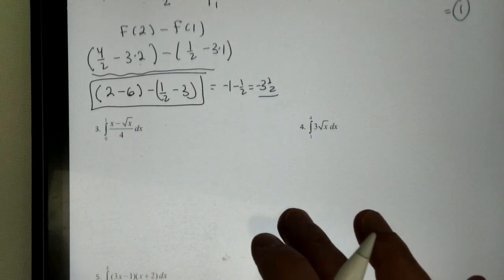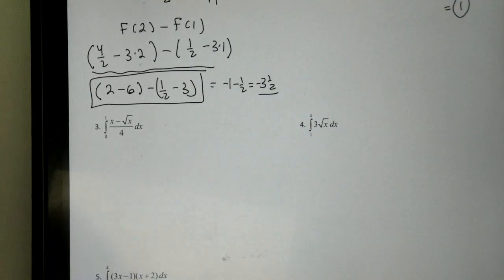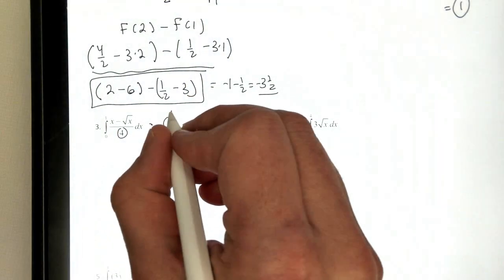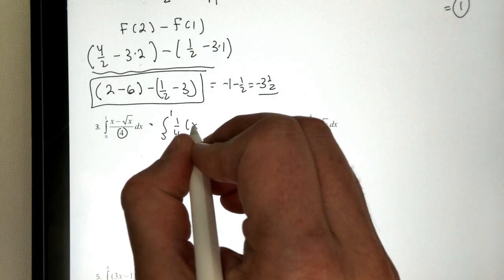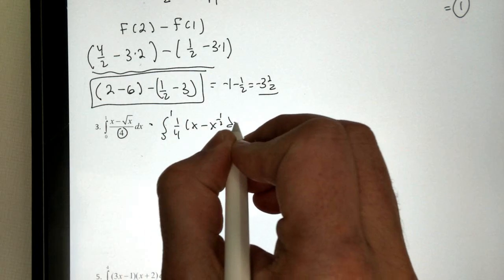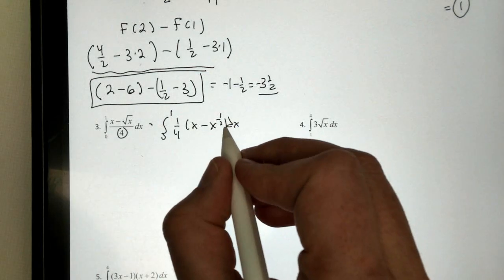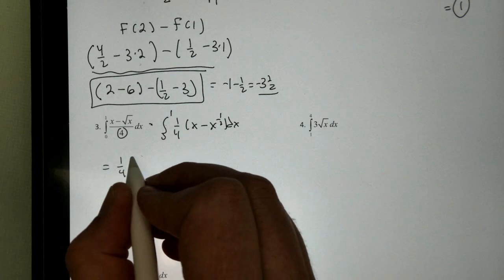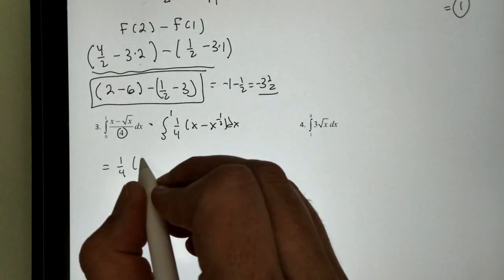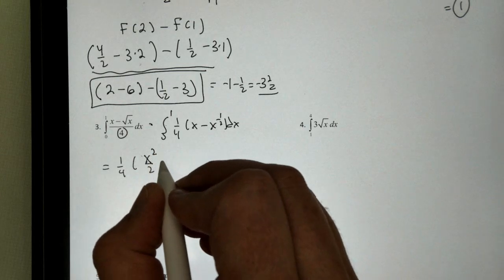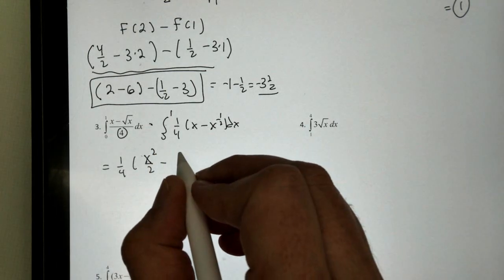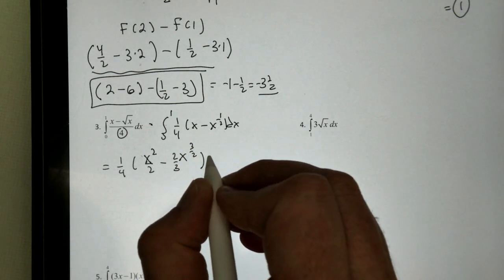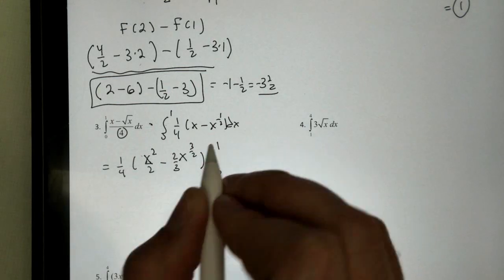Let's take a look at the next one, number 3. Now for number 3, be careful. The 4 is a constant. I am just going to bring that out to the forefront. x minus x to the 1/2 dx. My first step is to integrate. We get 1/4. Ready? Let's write this out. The antiderivative of x is x squared over 2 minus x to the 1/2. When you add 1, we get x to the 3/2 times 2/3. And we're going to evaluate that from 0 to 1.